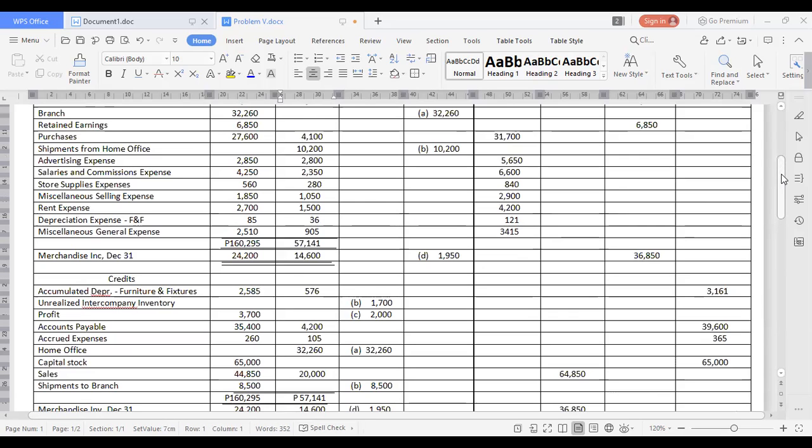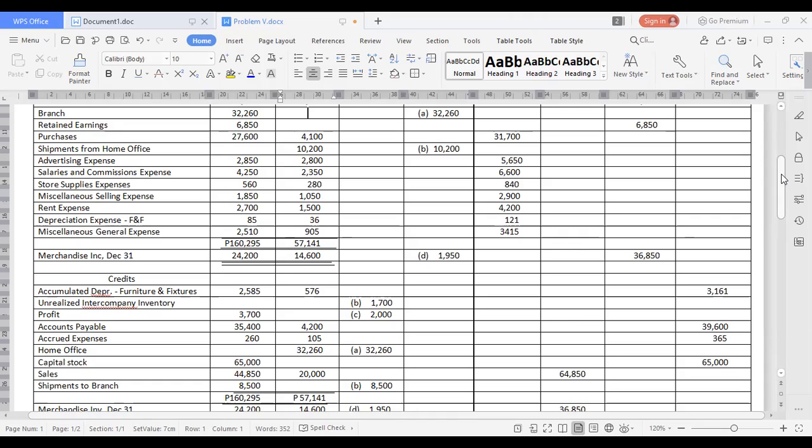Now we go to the adjustments and elimination columns. We now eliminate, normally in the books of the home office, the account branch is a debit. In the books of the home office, the account branch is a debit.